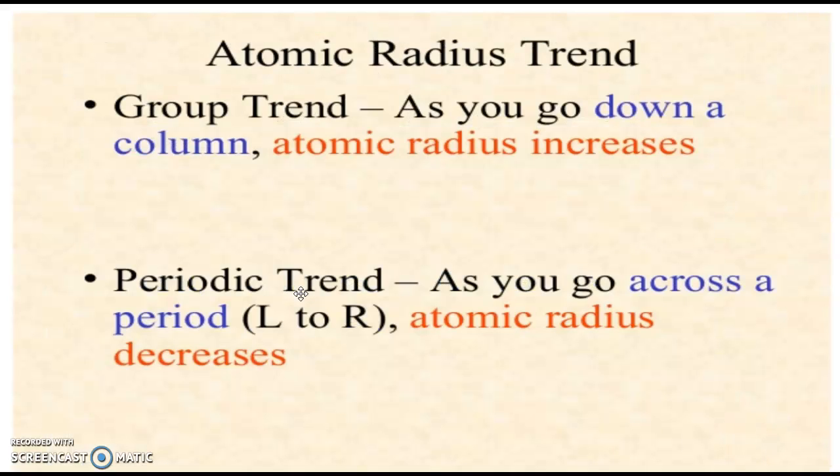Next we will move to the periodic trend, that is, the group trend. As you go down a column, the atomic radius increases. In the periodic trend, as you go across a period from left to right, the atomic radius decreases. So this is how it changes in the periodic table.